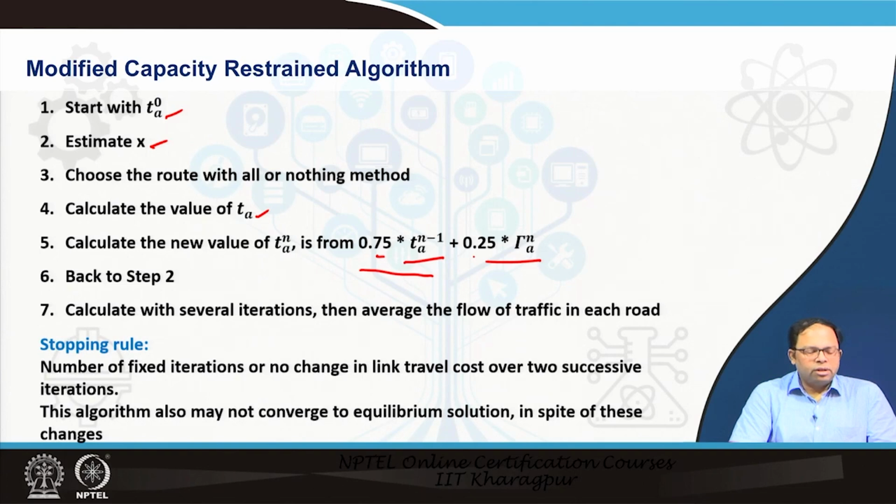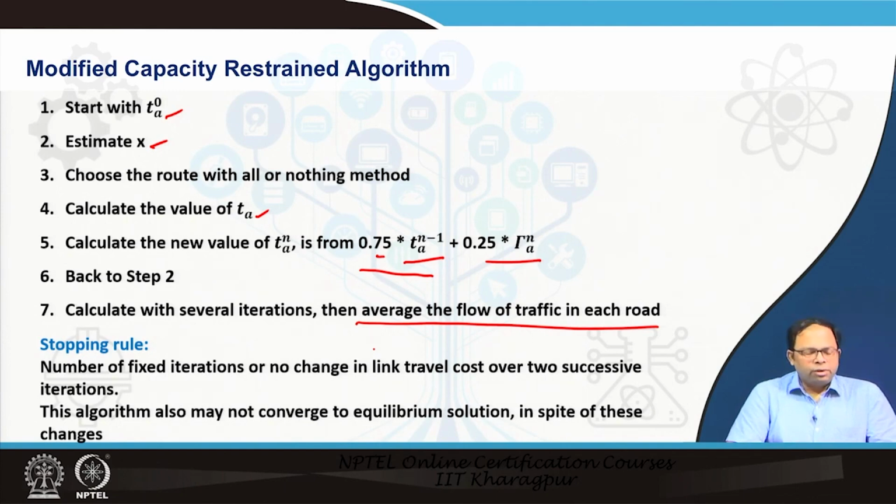So we can again repeat the steps, and we will keep on doing that and calculate with several iterations. We can do it for any number of iterations. Then we calculate the average of both flow and time for all the iterations, and that is our result. So we take the average value. So first we smooth it and then we average it out.